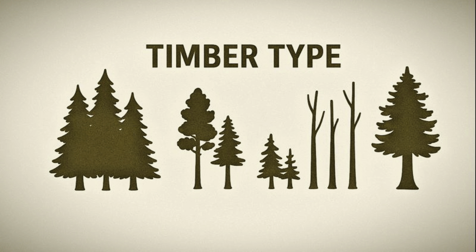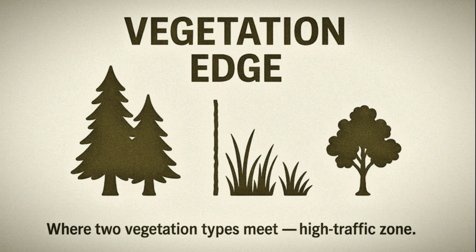Number 47 is to look at the timber type. Different timber structures dictate bedding likelihood. Hunters want to identify the dark, quiet, secure timber for bedding. Your vegetation edge, number 48, is the line where vegetation types meet. Animals travel those seams for safety and forage variety.